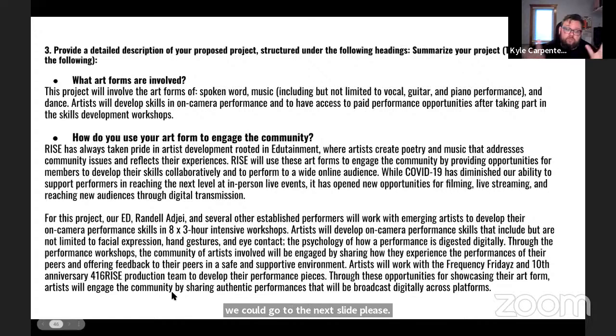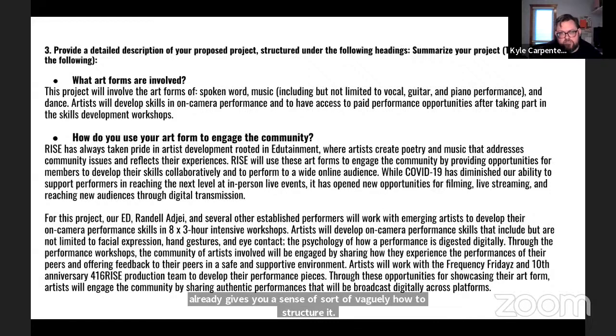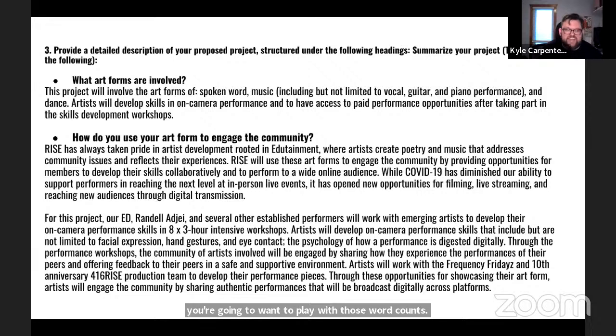One thing to note in that last slide, the maximum for all those questions was 500 words. That already gives you a sense of vaguely how to structure it. Some things require more detail than others, though, so you're going to want to play with those word counts. Our house style is we try to get as close to the maximum word count so that we've used every opportunity we have to make points and to be persuasive. Sometimes that's not really possible, but most of the time we try to max it out.